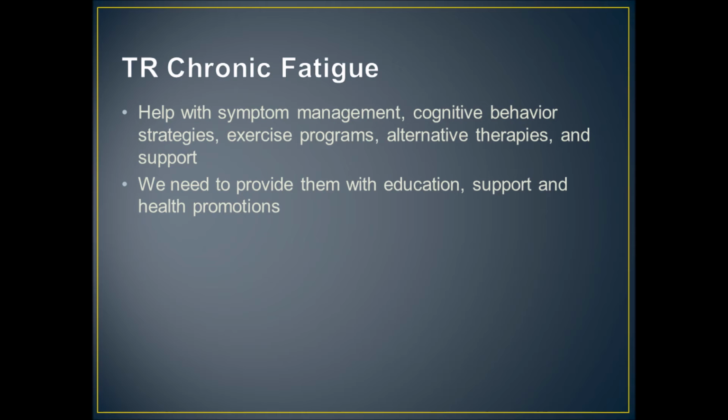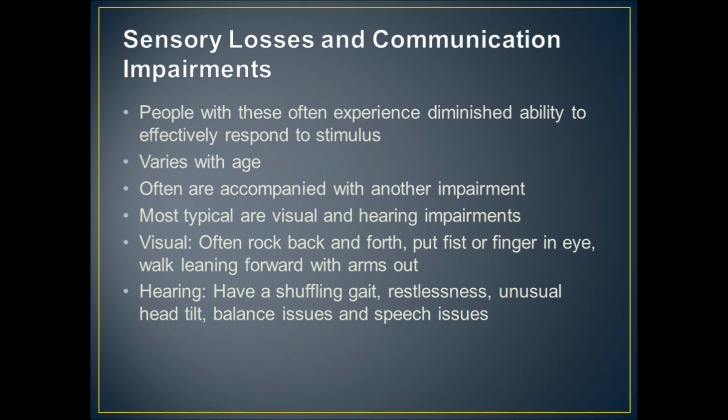So the next one we're going to talk about is sensory loss and communication impairments. People with these often experience diminished ability and affected response to a stimulus. Often it varies with age. You can be born with it or you can get it through life. It's often accompanied with other impairments. Typically it often comes with things like autism or sometimes it can even come with chronic pain. And typically it's mostly vision and hearing.